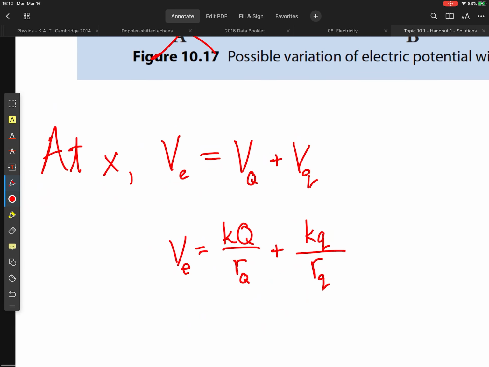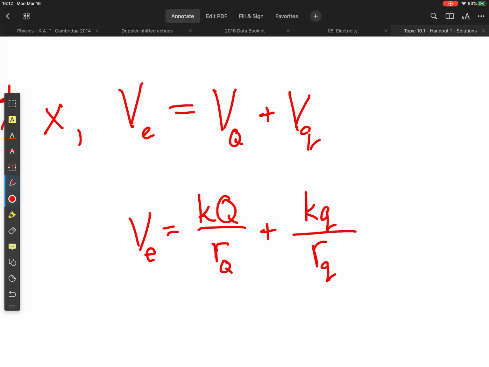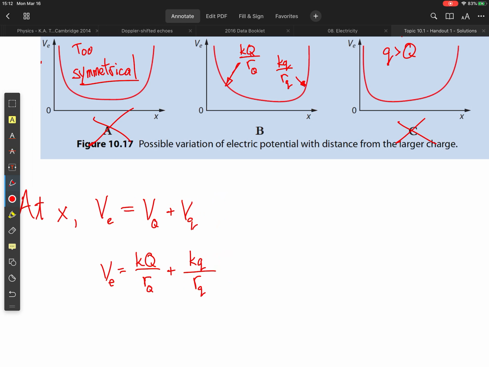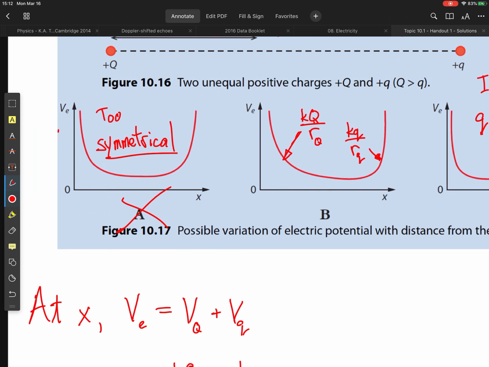So first, let's just recognize what's going on here. We have two potentials, and each of those potentials is given by Coulomb's constant times the charge divided by the distance from each charge. Okay, so we know that the big Q has a larger charge than the smaller q. Okay, so we need to think about what that looks like. And on each of these, I have eliminated an answer just based on some problems.